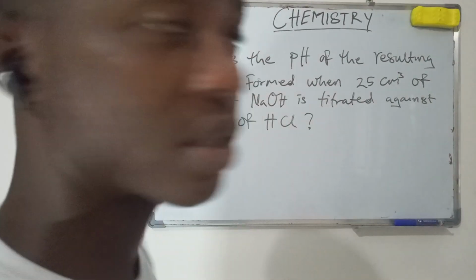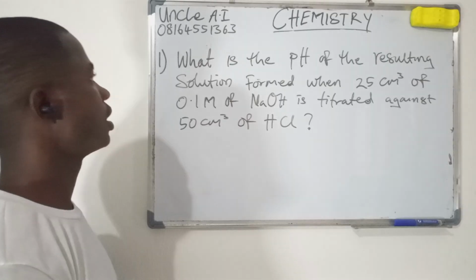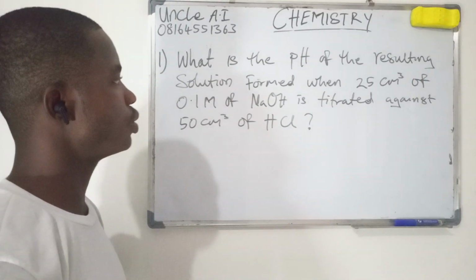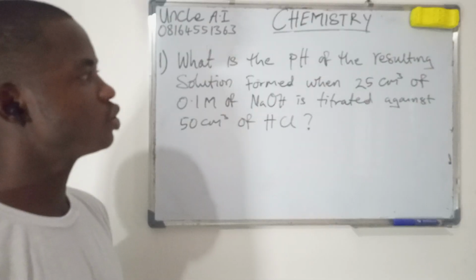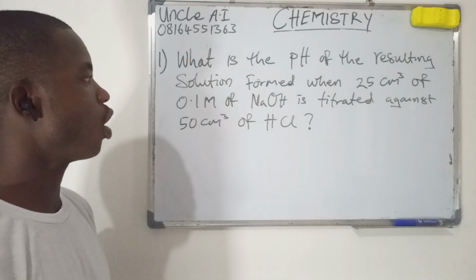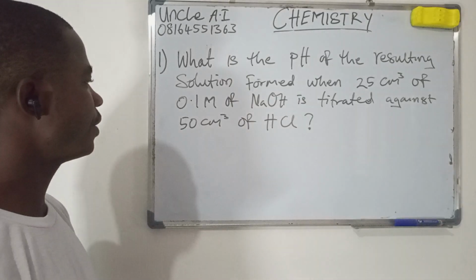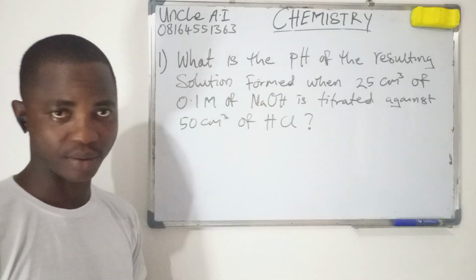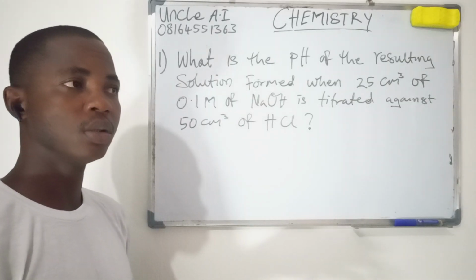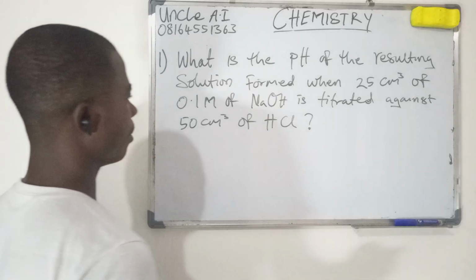Good morning, viewers. This morning we'll have a question at hand, and the question says, what is the pH of the resulting solution formed when 25 cm³ of 0.1 molar sodium hydroxide is titrated against 50 cm³ of HCl? So we are asked to calculate the pH of the resulting solution. Now, how do we go about this?